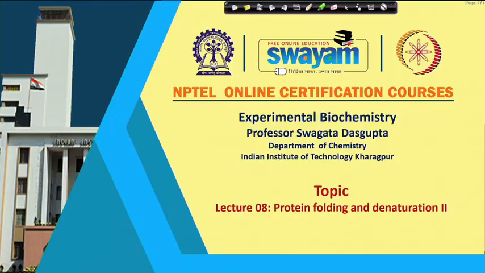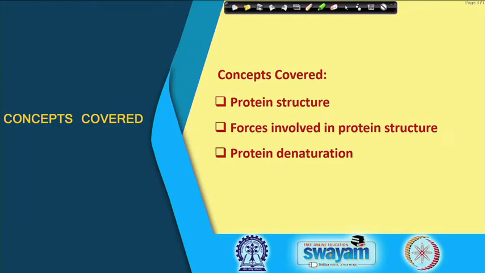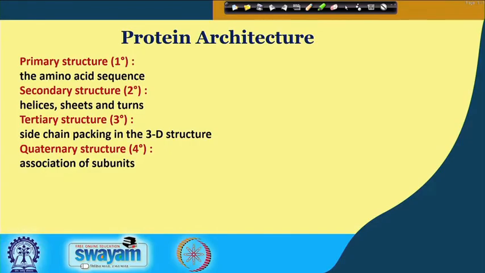We continue our discussion on protein folding and denaturation. In the last lecture, we looked at protein structure, the primary structure, the secondary structure and the tertiary structure, which we will look at in much more detail today. The concepts that are going to be covered in this lecture include the protein structure in general, the forces that are involved in protein structure and protein denaturation.